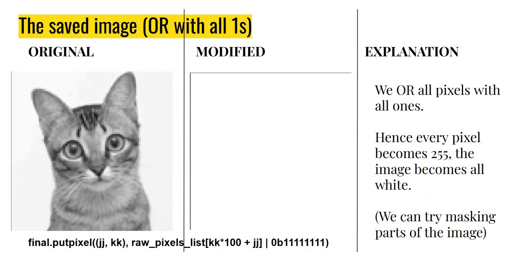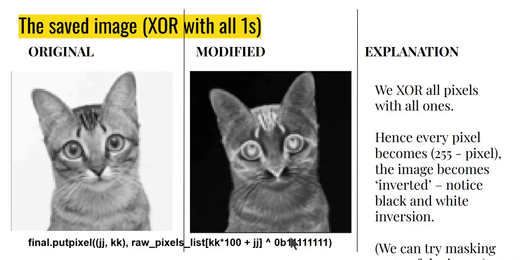Likewise, if I do an OR with all ones, remember, OR with all ones of 255 results in a value of 255. The image becomes completely white because every pixel basically becomes 255, which is the brightest and hence white. If I were to do an XOR with all ones, now remember, XOR with all ones was kind of like an inversion. I was ending up from the value to 255 minus the value. We saw this in the special cases.